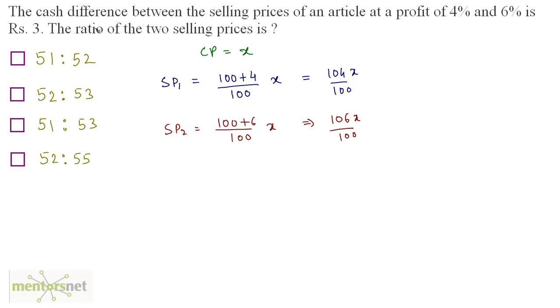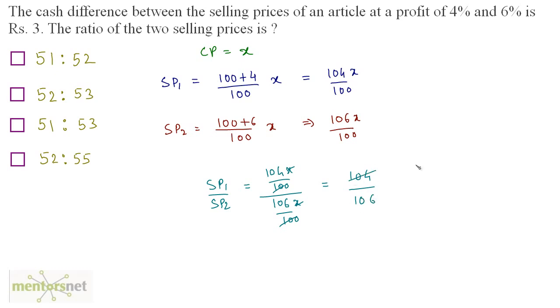Now what is asked is the ratio of these two selling prices. So SP1 upon SP2 is basically what is asked. So this is equal to 104X upon 100 upon 106X upon 100. Hundreds get cancelled out, X gets cancelled out. So we have 104 upon 106.